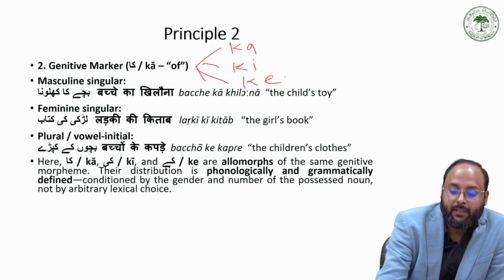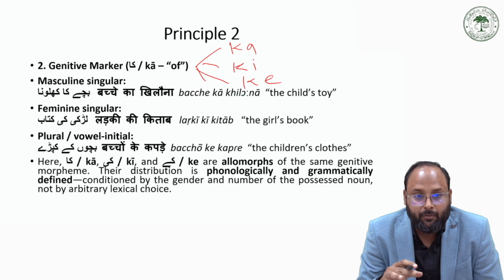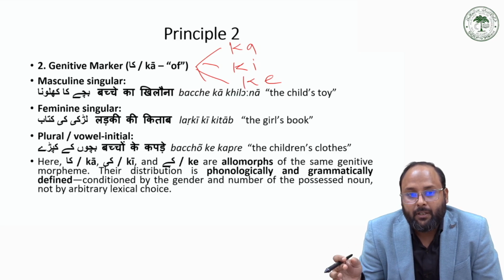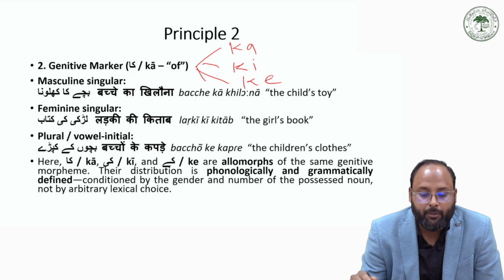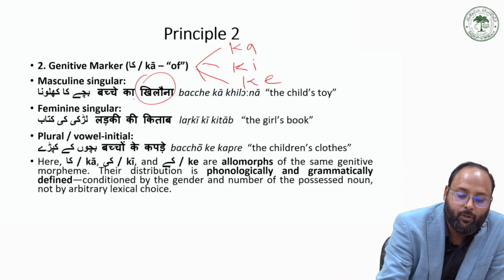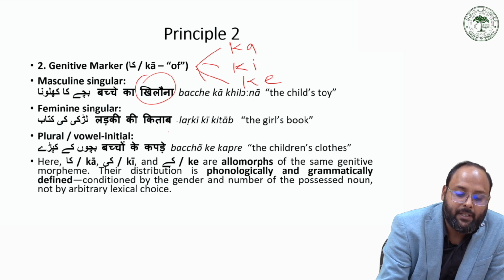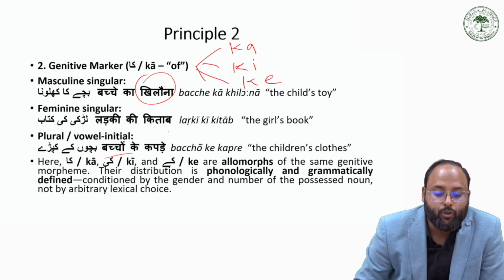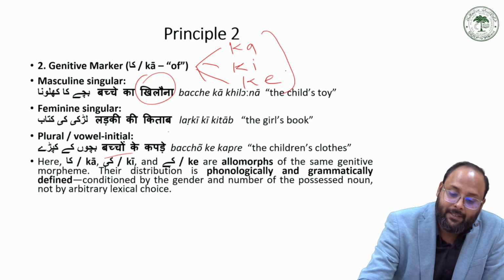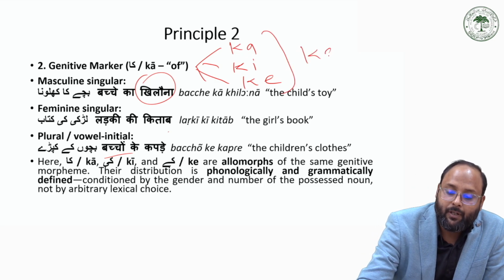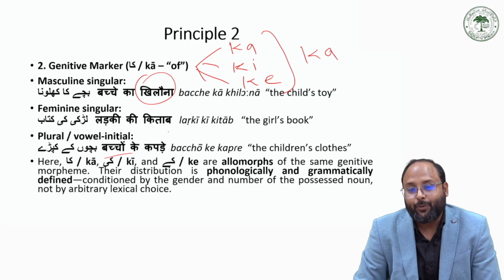When the noun is masculine, it becomes bacche ka khilona, and when the noun is feminine, it is ladki ki kitab. So it depends on the following noun: bacche ka khilona and बच्चे की किताब और लड़की की किताब और बच्चों के कपड़े. So that is the different representation of the ka genitive marker. So it is actually grammatically defined.